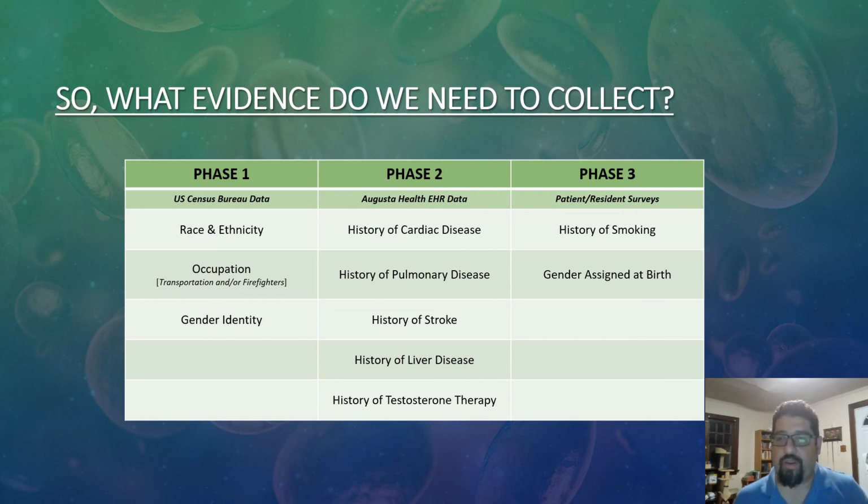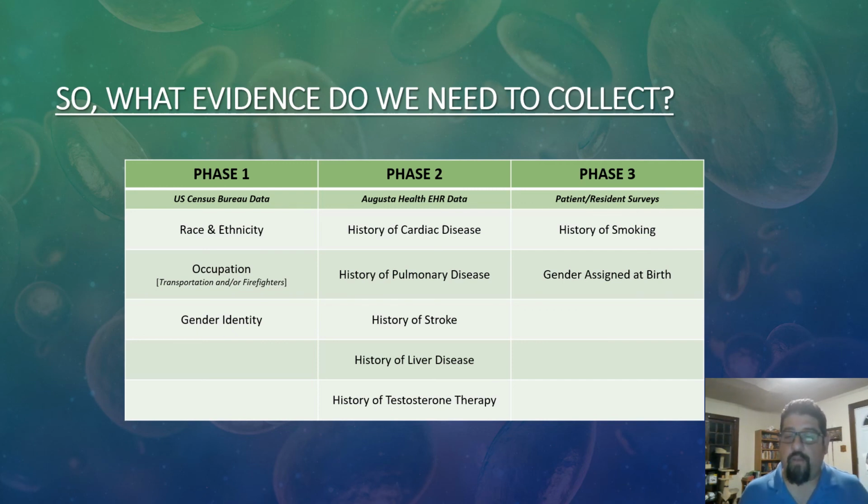They're going to look at history of smoking. We're going to look at the gender assigned at birth. So phase 1 is really going to focus on our hemochromatosis patients. Phase 2 is where we start adding in our polycythemia, primary and secondary. Phase 3 is when we're looking at everything.